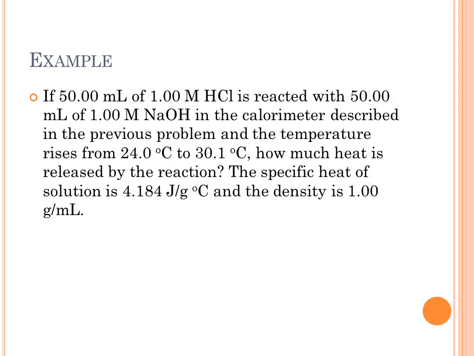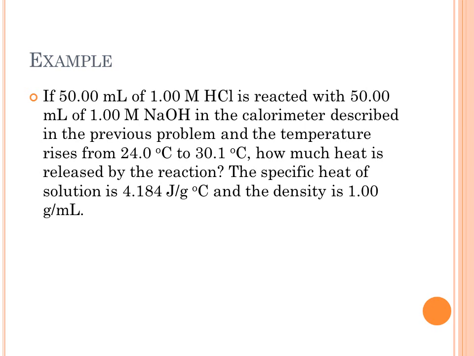So let's take that same calorimeter, realizing it was fairly inefficient, but we'll work with it anyway, and say now we've got an exothermic reaction, so we're going to get a temperature increase. But instead of a temperature difference between the two reactants, they're going to react in the calorimeter, and the heat produced by the reaction will produce the temperature increase. So we got 50 milliliters of 1 molar HCl reacted with 50 milliliters of 1 molar sodium hydroxide, and the calorimeter is describing the previous problem, so we've got our calorimeter constant.